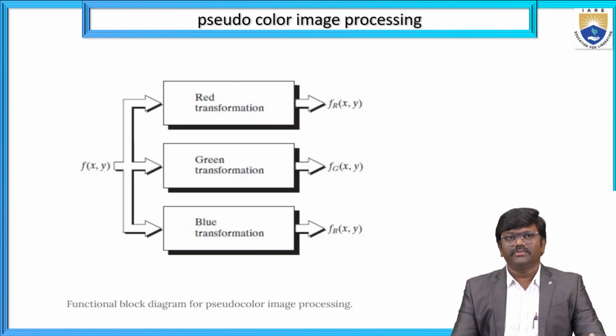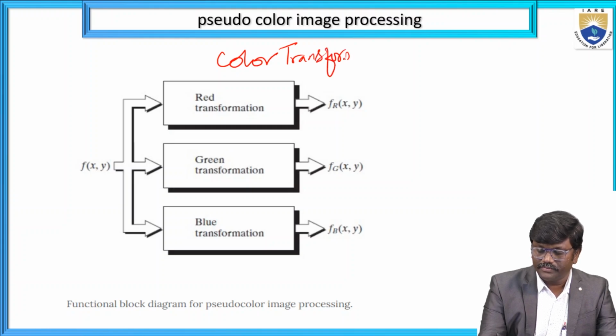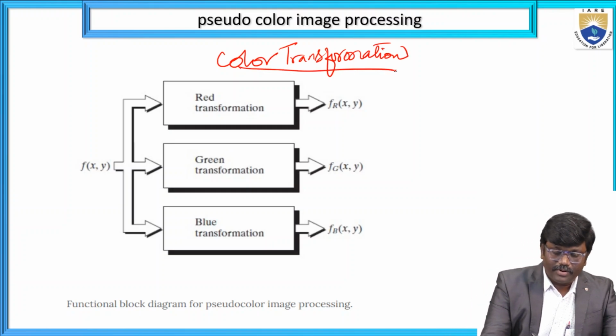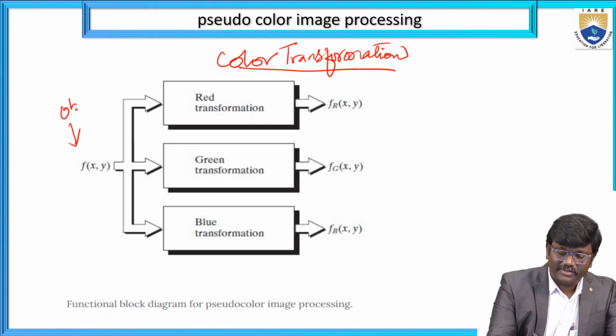If you want to see pseudo color image processing in terms of transformation, we call it a color transformation. This color transformation we want to understand from your grayscale image, or from your 2D image, or from your objective function.